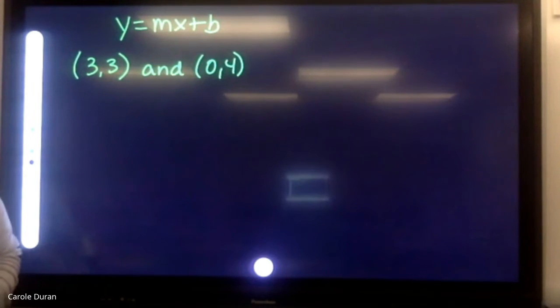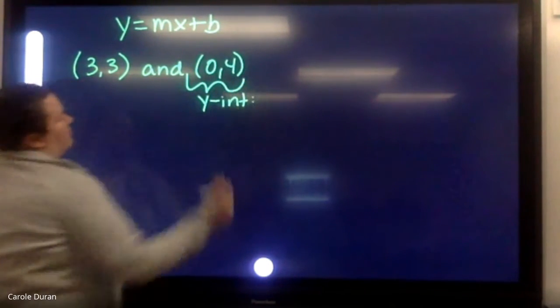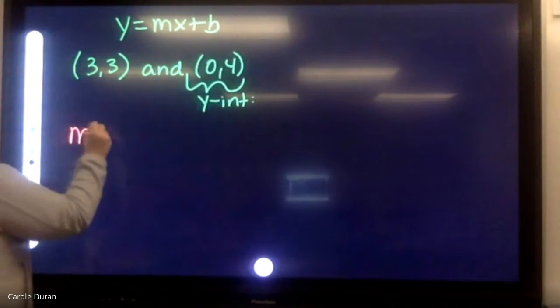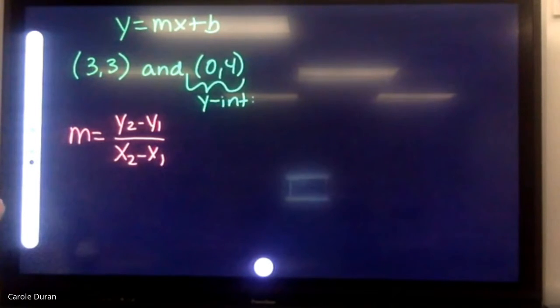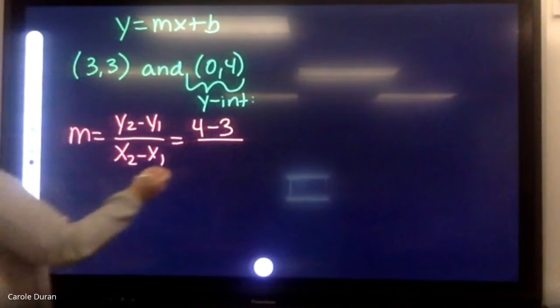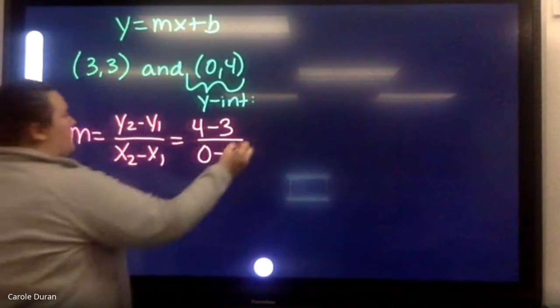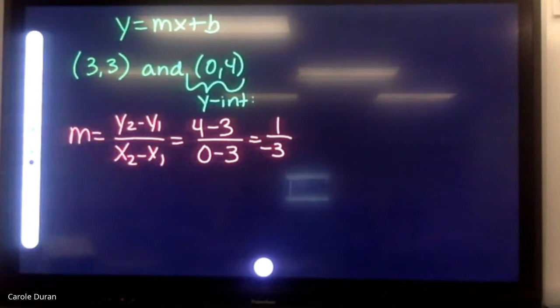As I'm looking at this, I need a y-intercept and I need a slope. Do I have both of those pieces of information? I have the y-intercept, but I do not have my slope. So I gotta find it using my slope formula. So then I pull y2, which is 4, minus y1, which is 3, over x2, which is 0, minus x1, which is 3. I simplify, 4 minus 3 is 1, 0 minus 3 is negative 3. So that means my slope is negative 1/3.